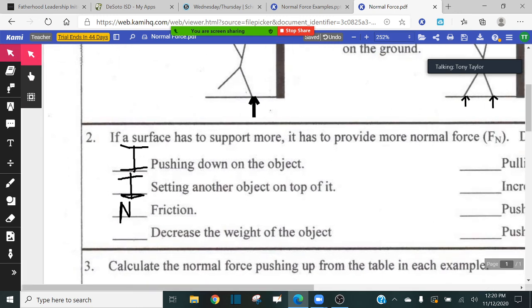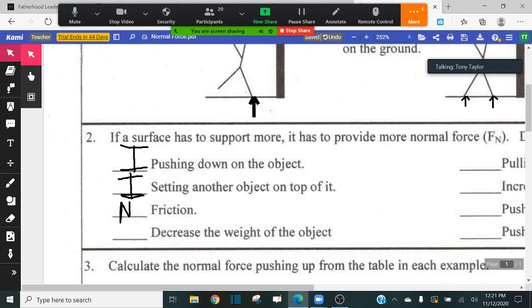Guys, what if I have an object and I decrease the object's weight? What do you guys think? Decreasing the weight of the object, would that increase or decrease the normal force? What do y'all think? Yep, decrease the normal force.